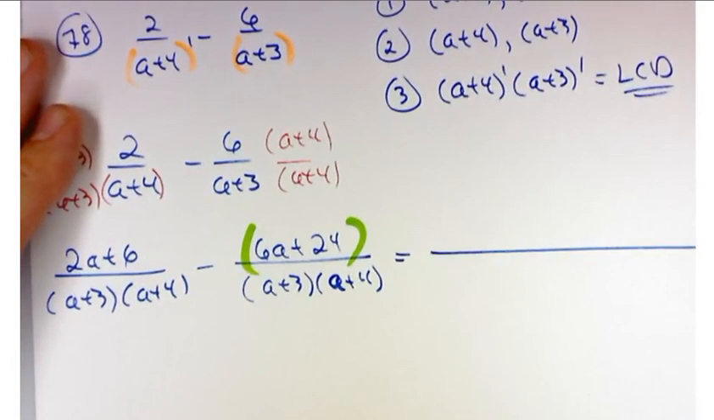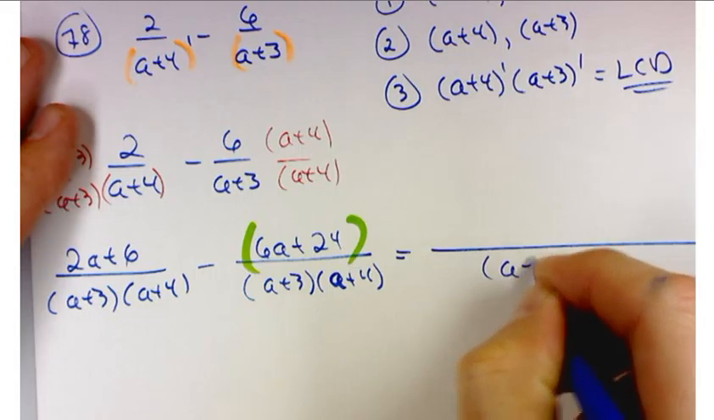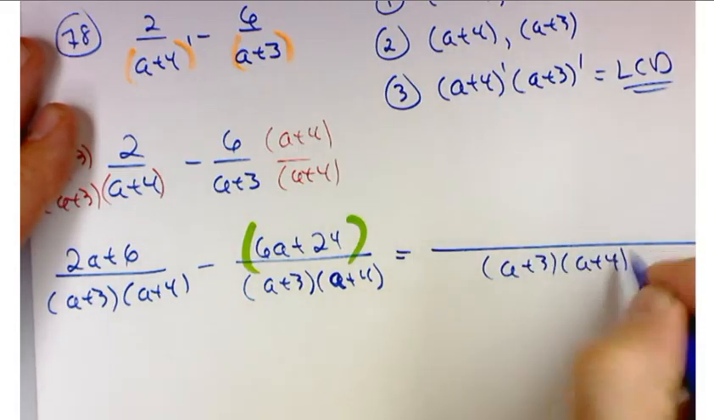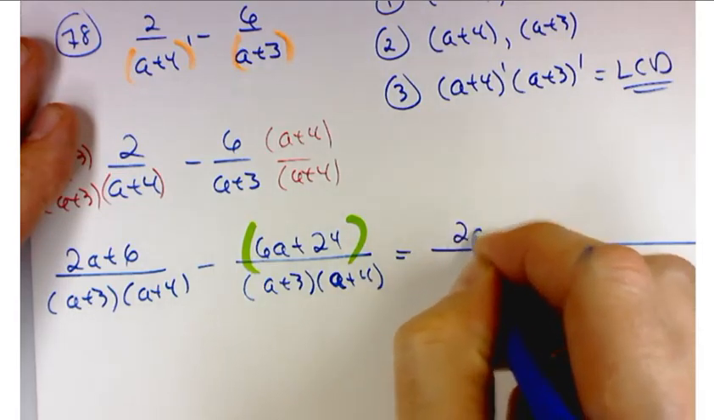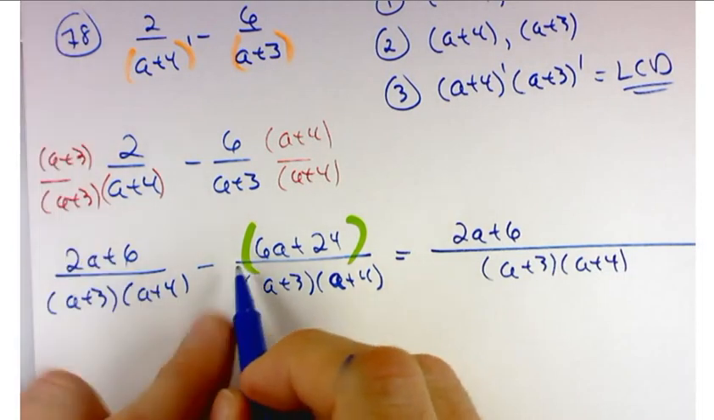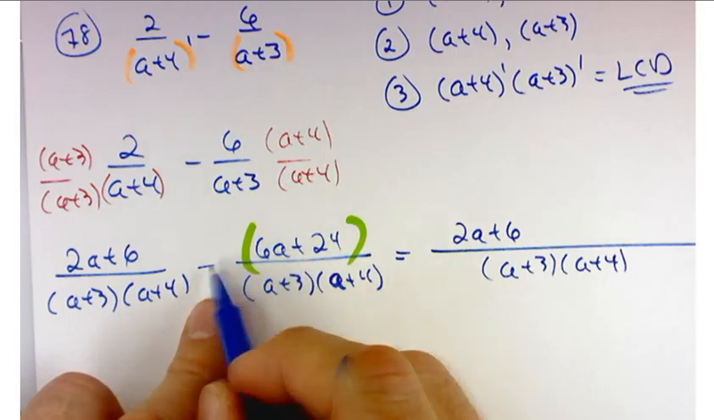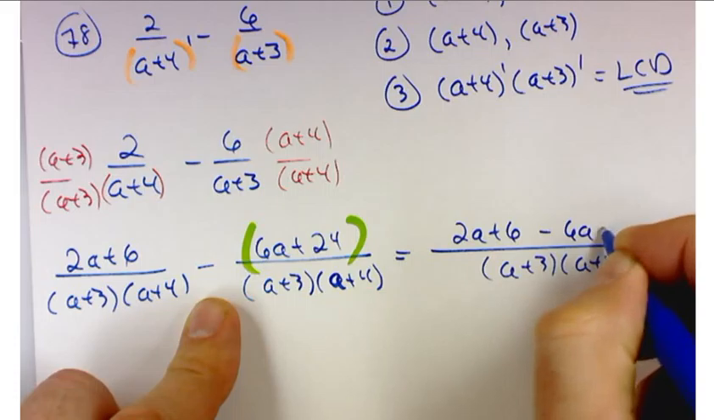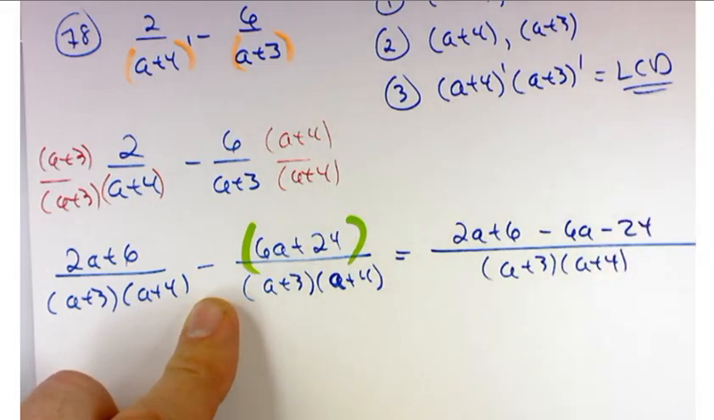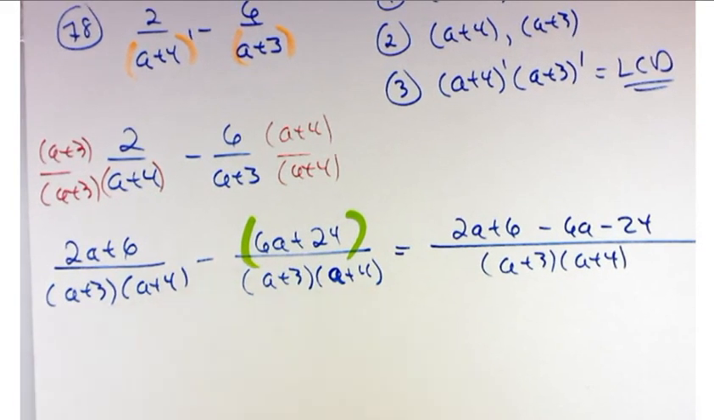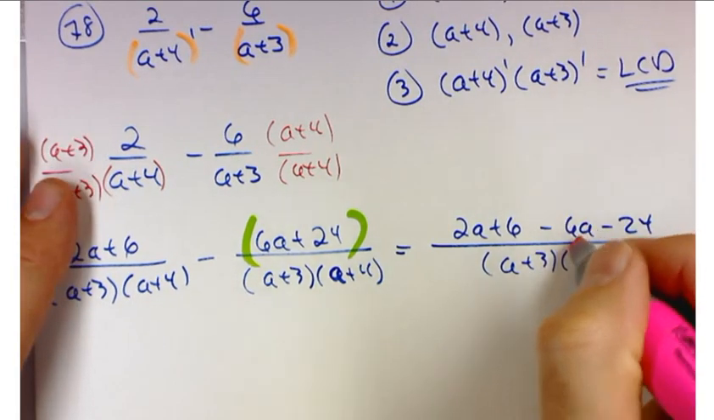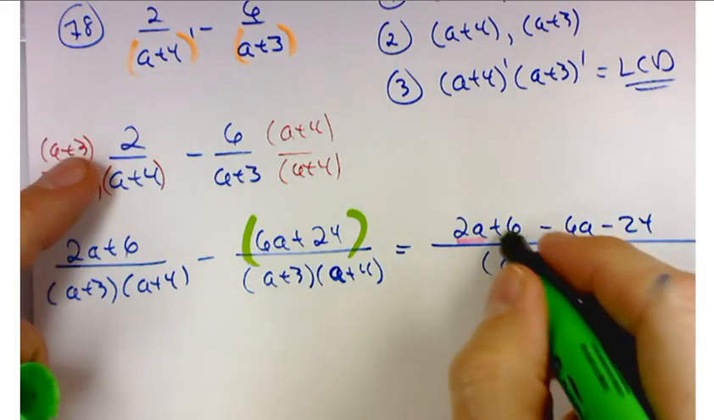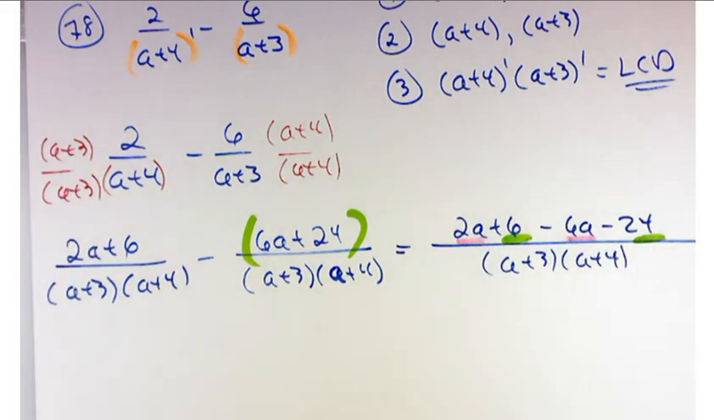So let's write one big denominator, a plus 3 times a plus 4. And in the numerator, I've got 2a plus 6. And do you want to distribute the negative here? Negative 6a minus 24. Good. So now we can combine like terms. There's like terms here and here. So go ahead, Mindy.